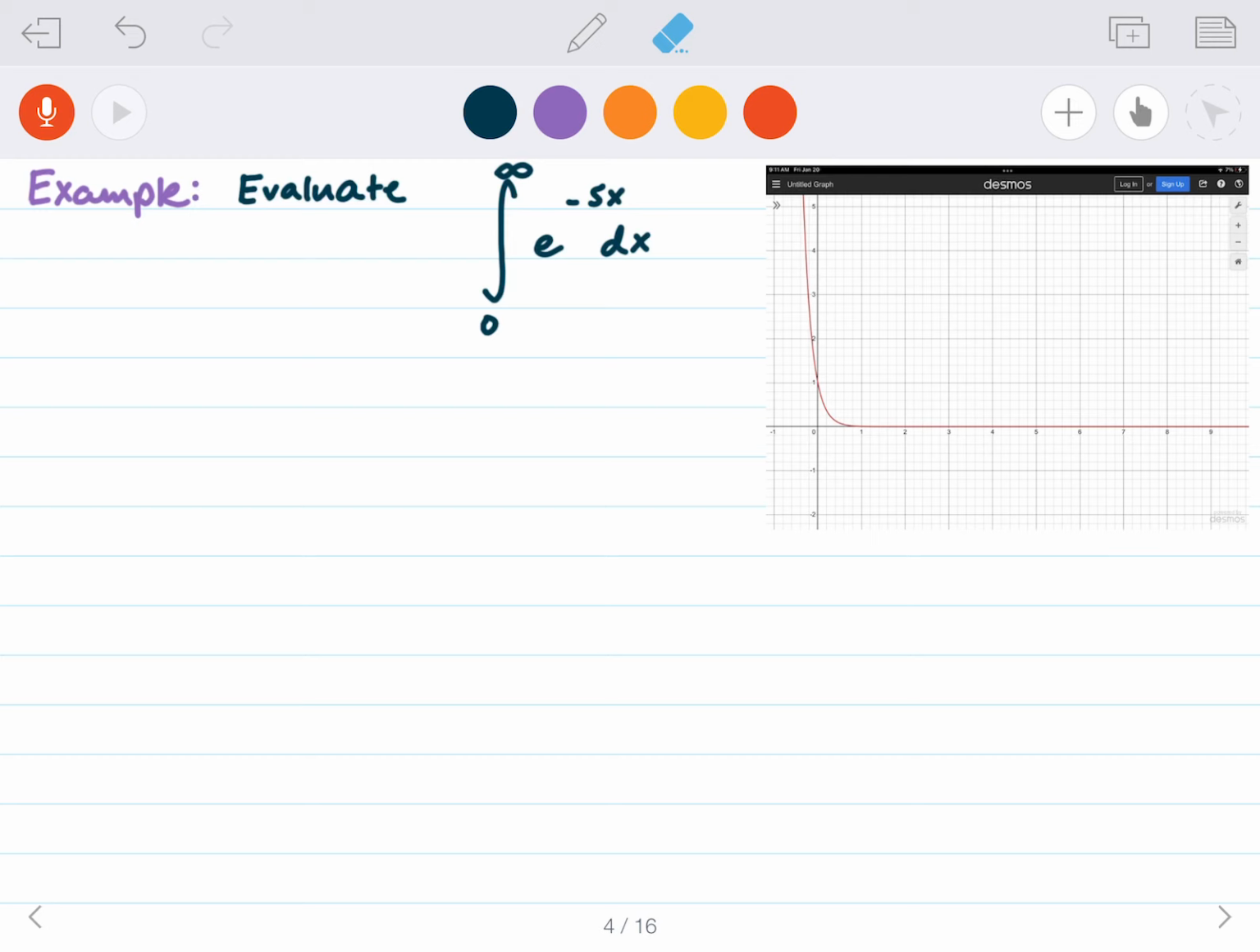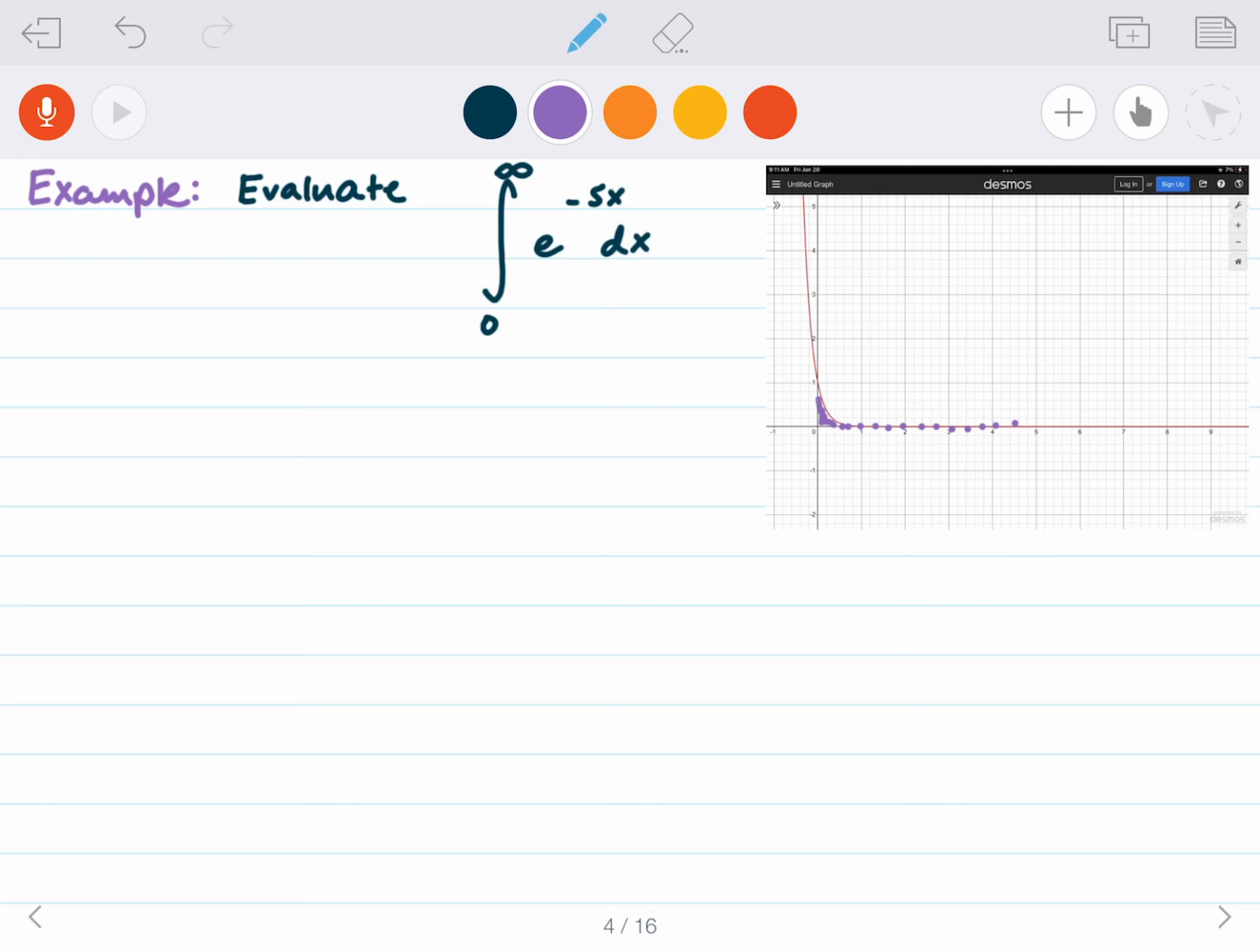So we want to evaluate this improper integral from 0 to infinity of e to the negative 5x. So looking at the picture, we're starting at x equals 0, and we're trying to find all of the area under the curve bounded by the x-axis. And so, you can probably guess that this thing is going to converge, right? Because the function is getting super close to the x-axis very quickly.